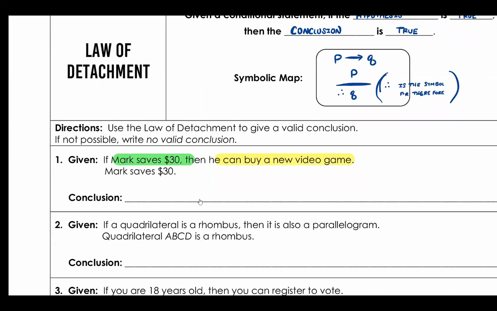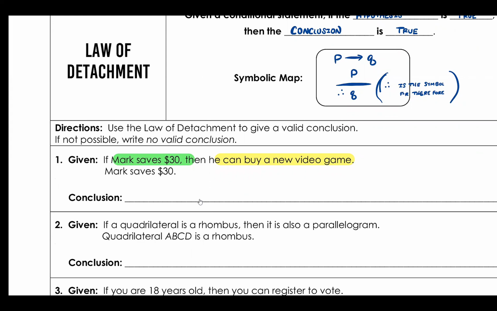Okay, so Mark saved 30. What happens according to our conditional statement? If he saves 30, then he can buy a video game. So Mark saved $30. What can he do? He can buy a video game.